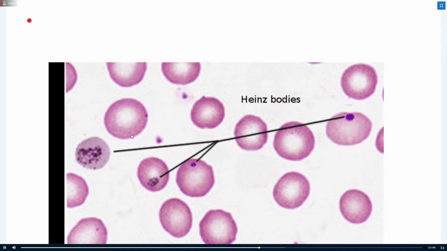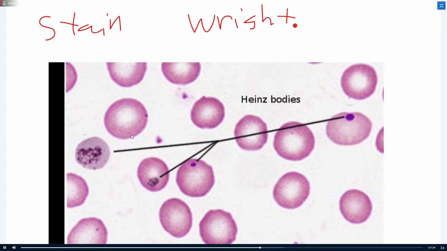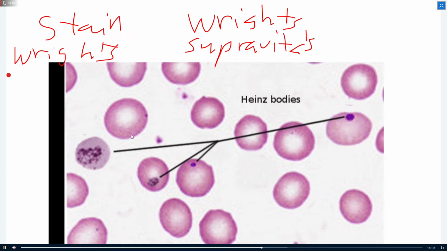Class, alam nyo pag nalilito kayo sa mga inclusions, just remember the stains. Normal naman, dalawa lang yan eh. Rights or supravital. So your Heinz bodies are stained by supravital stains. Sa Howell-Jolly, stain sila ng rights. And they are more granular. Mas maliit.